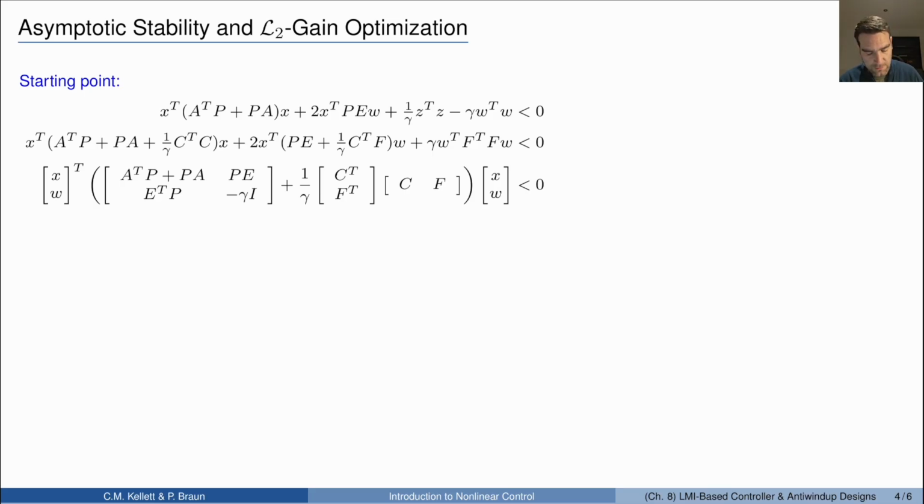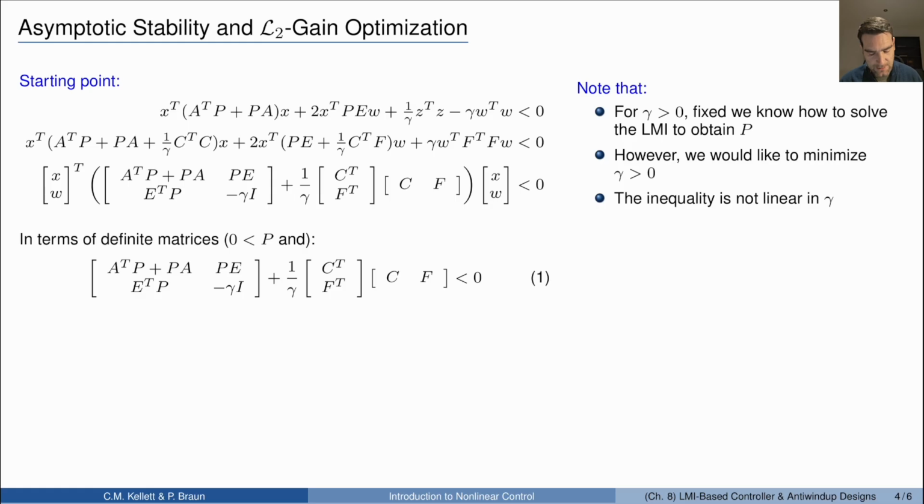The first inequality here is simply copied from the previous slide. Rearranging terms, we can get it in this equivalent form. And now if we isolate the vectors x and w on the left and the right side, we end up with a third expression here. This is really just a scalar inequality, but as before, if we want to write that as a matrix inequality, then we remove our vectors x and w on the left and right, and we are left with this matrix inequality here.